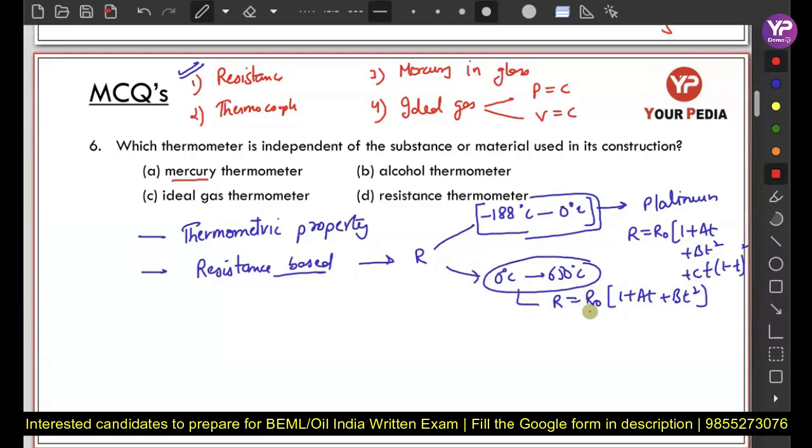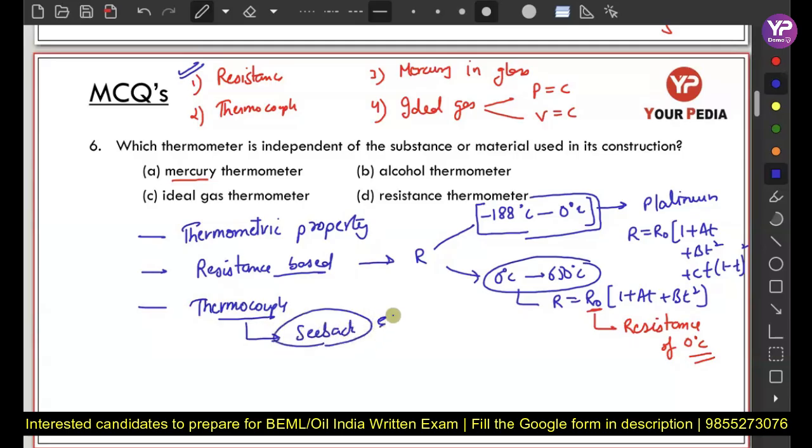Now what is the value of R naught here? R naught represents the resistance of the wire at 0 degrees Celsius. Now coming back to the next thermometer, here we have the thermocouple. The thermocouple works upon the Seebeck effect.